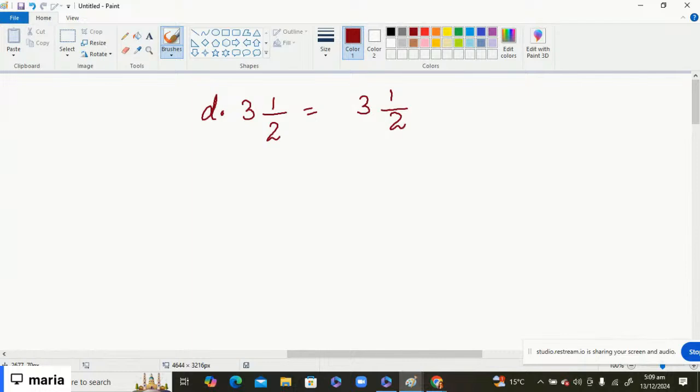So what do we do firstly? Yeah, 3 into 1 by 2. So D and dot as it is, 3 times 2 is 6 plus 1 is 7 by 2. Same with this, 7 by 2. Okay.